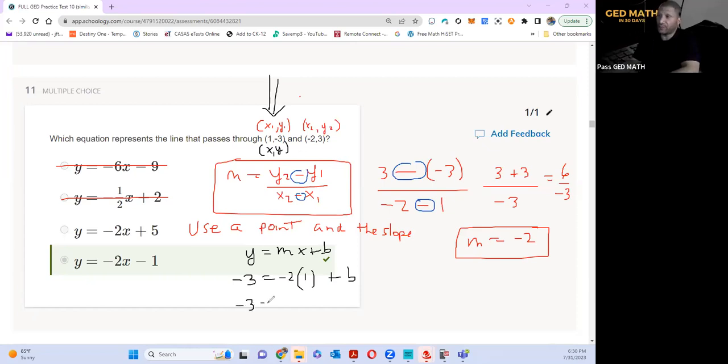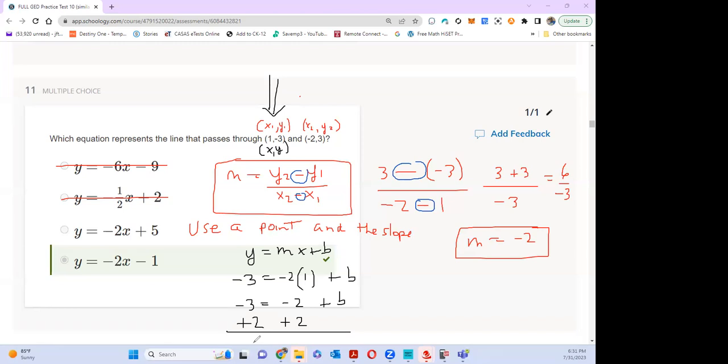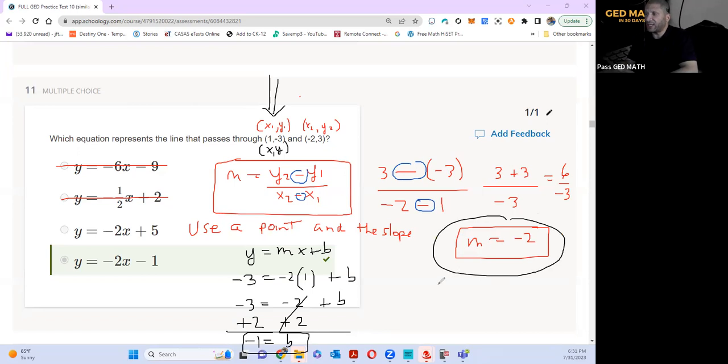So we get -3 equals -2 plus b. In order to get b by itself, we've got to get rid of the -2. What's the opposite of -2? It's positive 2. Whatever we do on one side of the equation, we do on the other. What's -3 plus 2? -1. We bring down our equal, the 2's cancel, we bring down our b. So we know our y-intercept is -1 and our slope is -2. What's going to be our equation of the line? Y equals -2x minus 1.